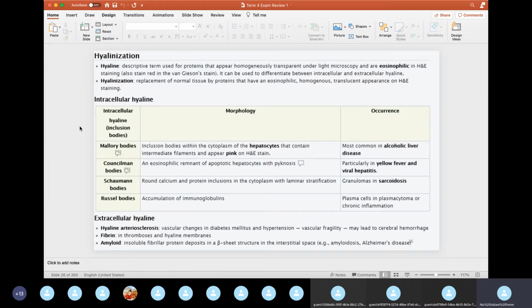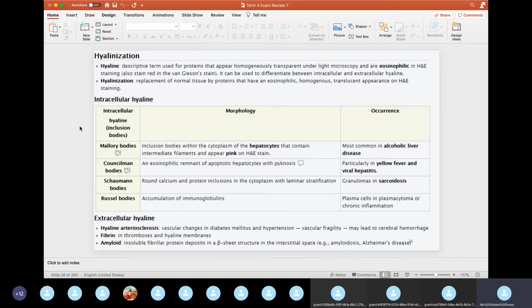Mallory bodies, think about alcoholic liver disease, right? You can also have Councilman bodies. These are for viral hepatitis or yellow fever. Yellow fever, zone 2, viral hepatitis, zone 1 of your hepatocytes. You can also have Schaumann bodies, granulomas and sarcoidosis, or Russell bodies. For now, I think just know the term for each, because when you go over the diseases in the next module, you're gonna learn more, okay? So hyalinization, meaning I replace the normal tissue by proteins. They are eosinophilic, okay? And know the different kinds of your intracellular hyaline.